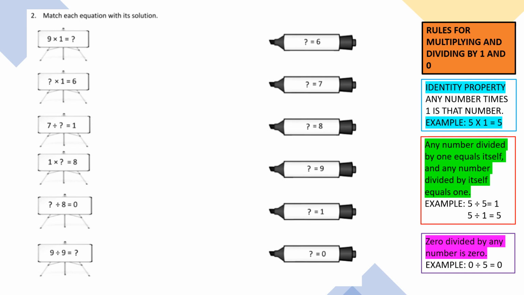All right, those rules are on the side to help you. Let's go ahead and start solving. So we're going to start by solving all of the equations on this side, and then we're going to match them with the dry erase markers on this side.